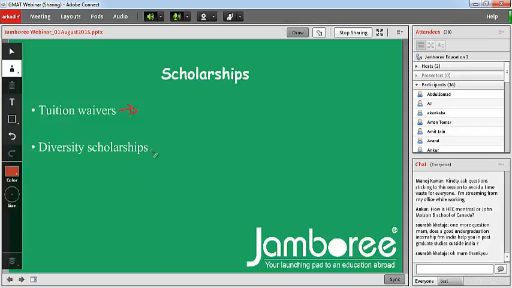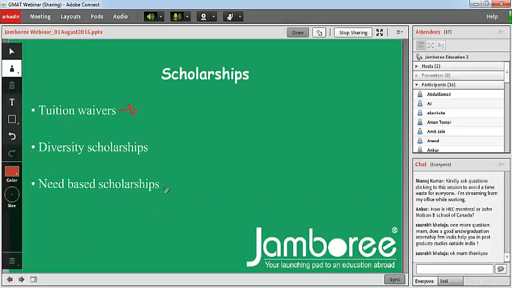Now, how do we apply for these scholarships? For tuition waivers, there is no application process. For other scholarships, for diversity scholarships or other scholarships, you might be asked to write an additional essay as part of the application itself. When the online applications are available, they should be available by the middle of August. In the application requirement itself, the essay would be there. So if the university wants you to write a special essay for the scholarship, then you would need to write that.